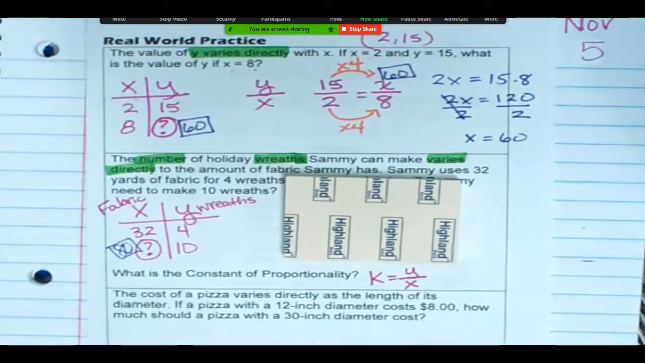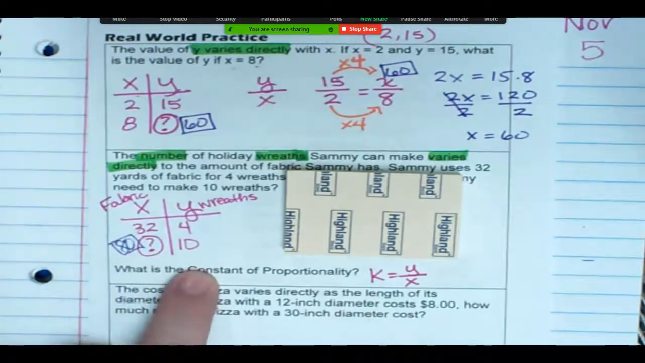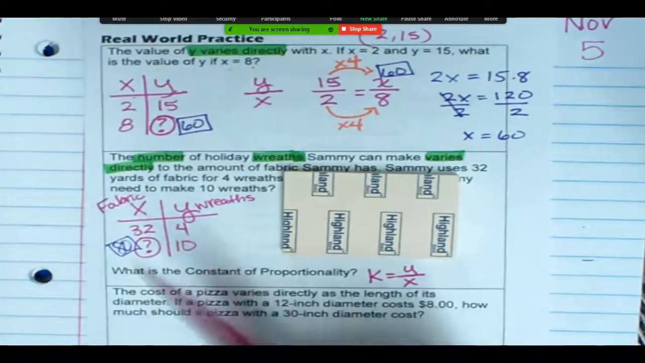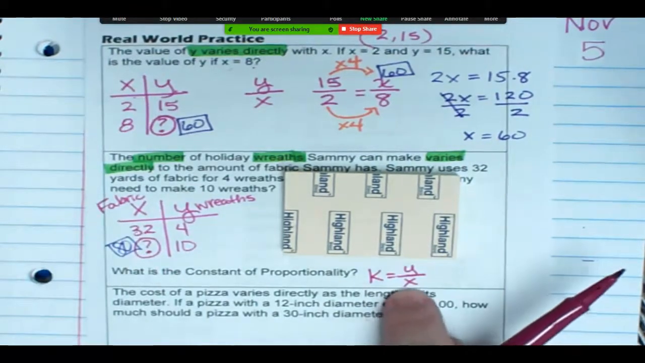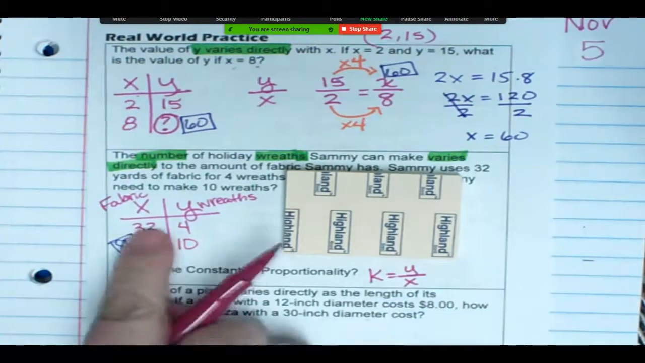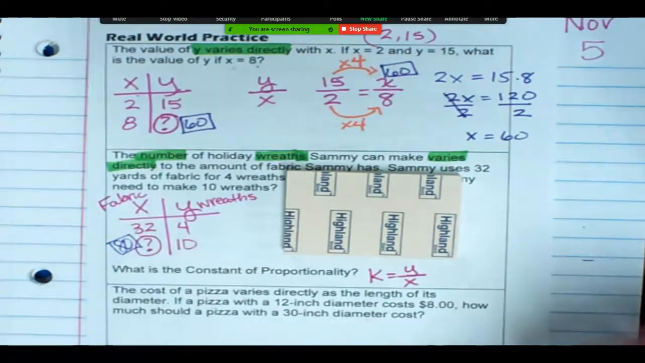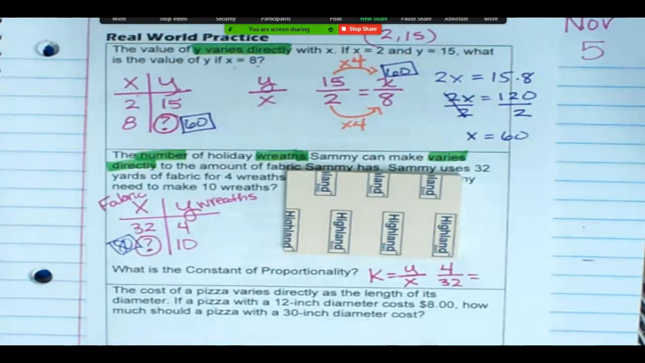Remember, constant of proportionality is that magic multiplying number, right? Is 80 a magic multiplying number going across? It's not. It's not saying what I did to the x to get y. Constant of proportionality does. All right, so my y value, I'm going to go back and use what I know. 4 divided by 32. What is 4 divided by 32?